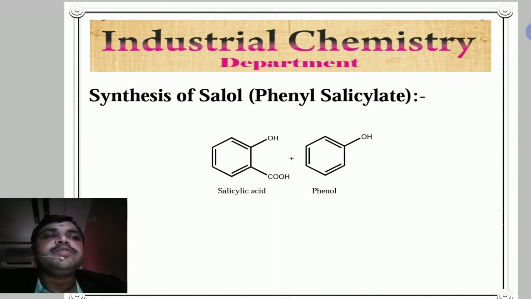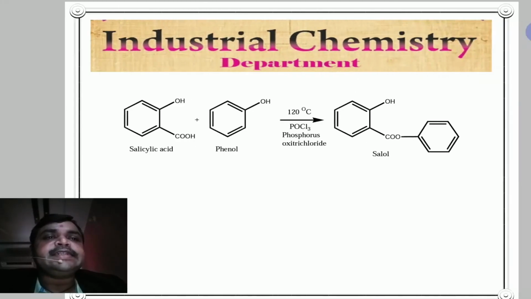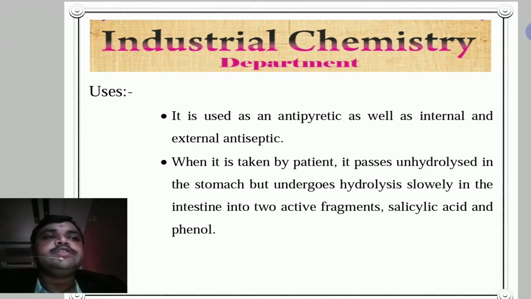Now, the third component, Salol or phenyl salicylate. Phenyl salicylate or Salol is synthesized from salicylic acid and phenol. These compounds are treated in presence of POCl3, phosphorus oxychloride, at 120 degrees Celsius. At 120 degrees Celsius, salicylic acid and phenol are converted into Salol. Now, application or uses of Salol.